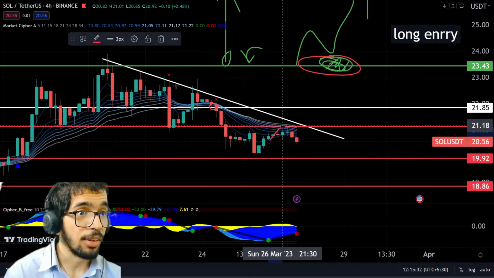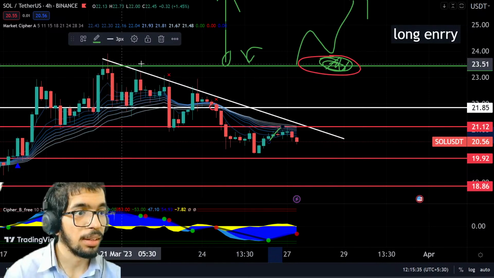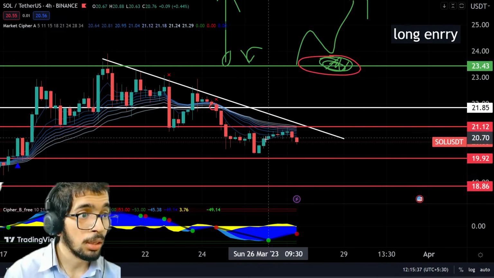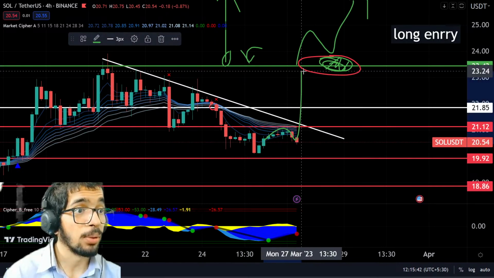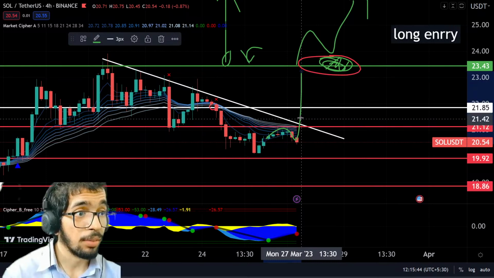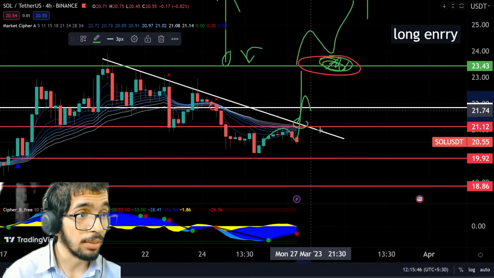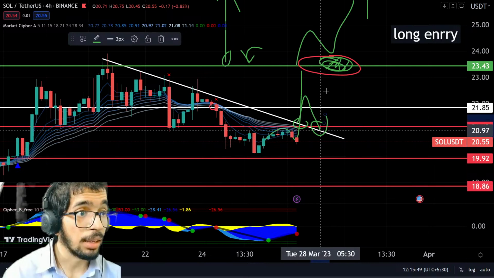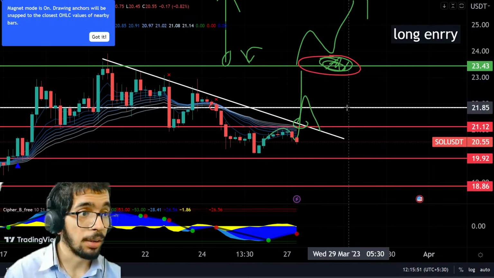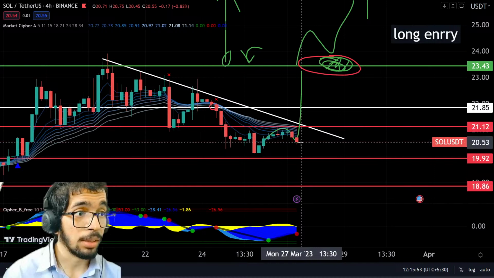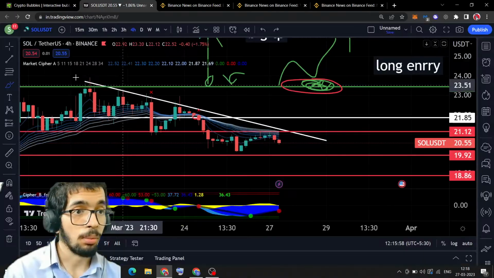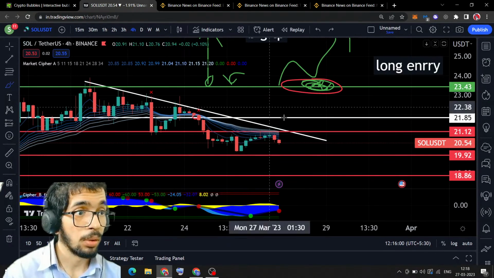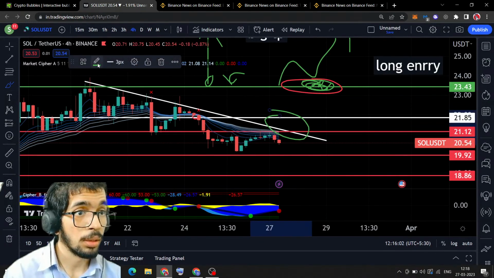But for the long, let's talk about the green part first. SOL can do this. Here it can go to this part, and then it can also go up. Keep that in mind. If it goes like that, you can enter on the next one, when it comes here, and it's more probably going to go up. But as now it's coming bearish, let me talk about the bearish part.